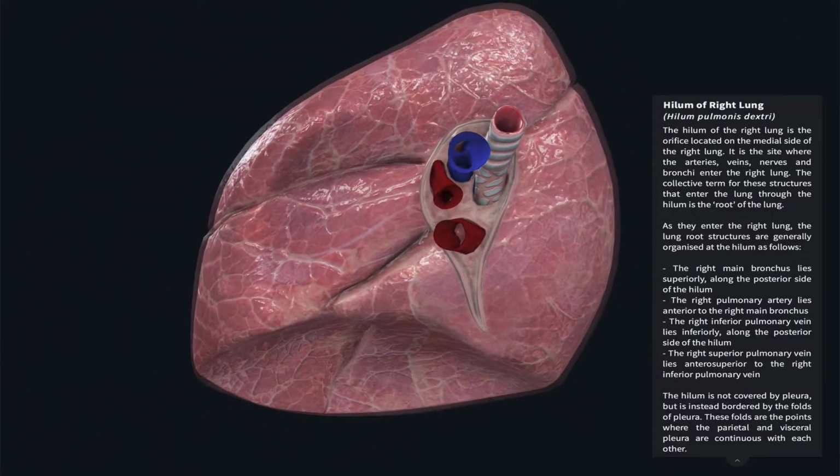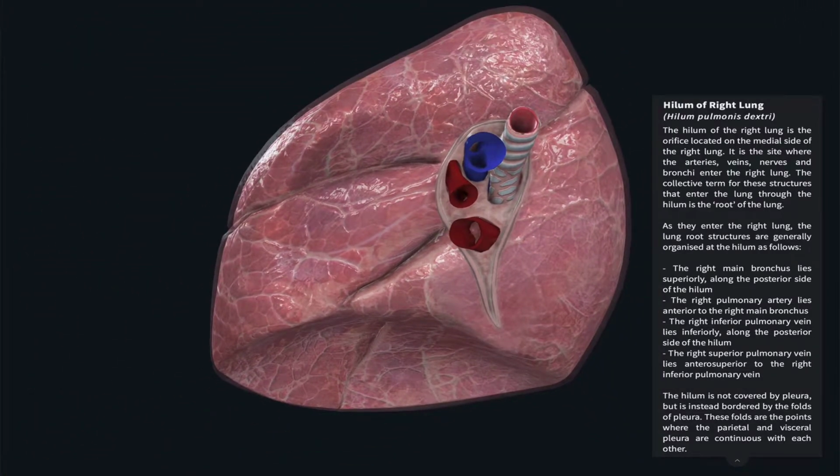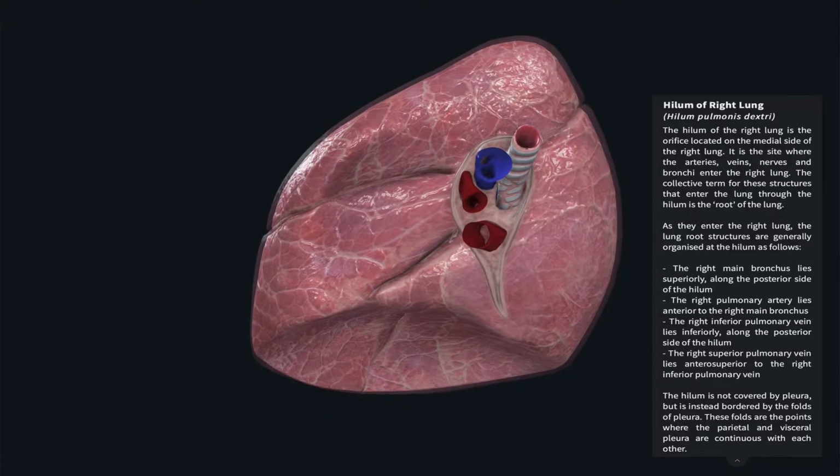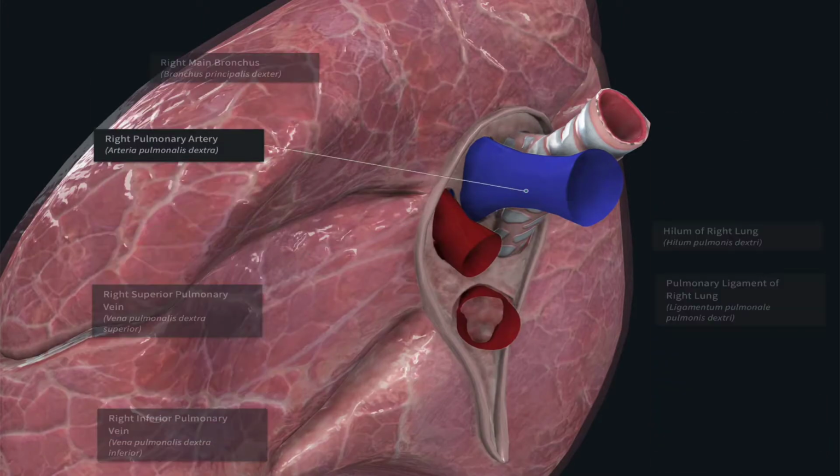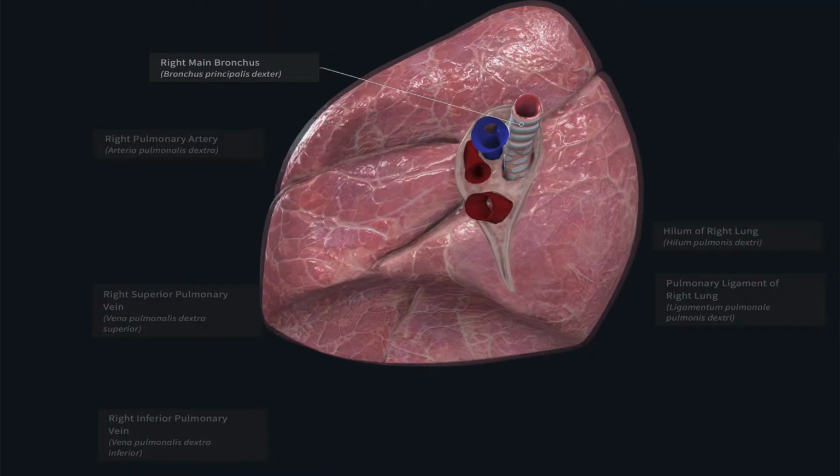And now we can look back and reference the mnemonic I mentioned at the beginning of this lesson. Right anterior. So this is referring to, on the right lung, the pulmonary artery, which we can see here, is located anterior to the right main bronchus, which we can see here. The left superior, referred to on the left lung, tells you that the pulmonary artery on the left side is actually superior to the bronchus.